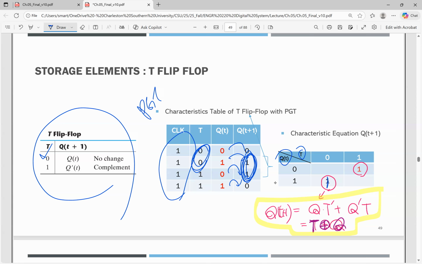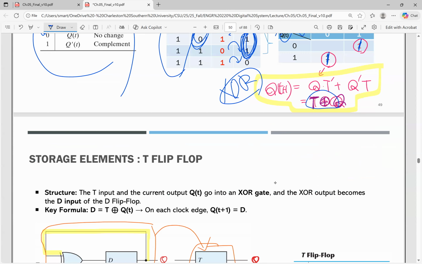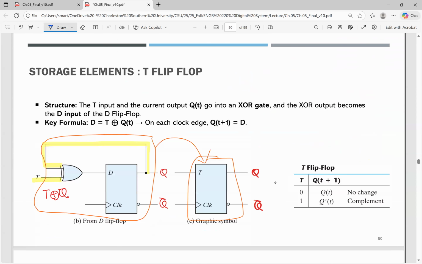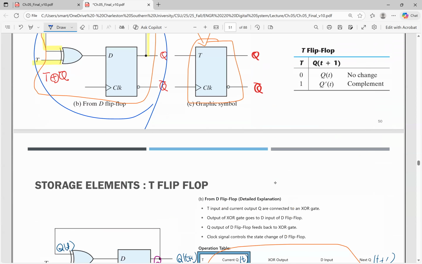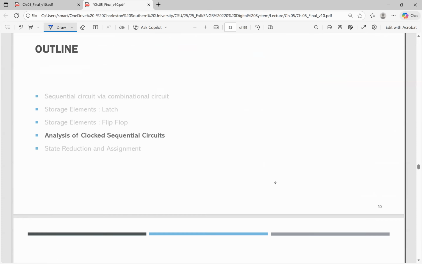So only 0, 1 and 1, 0. So that is for QT prime plus Q prime T. That was what? The XOR again. Okay, the two inputs of the XOR gate, the T and Q. So be very careful. Okay, very important. So that is for the design with the flip-flop as well. All right, just practice, maybe all of them.